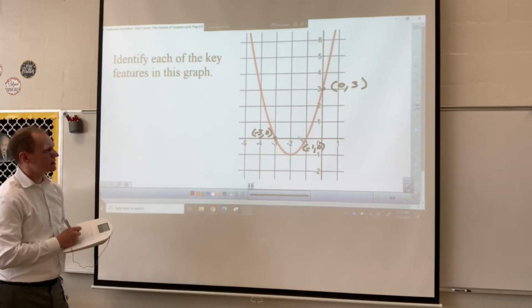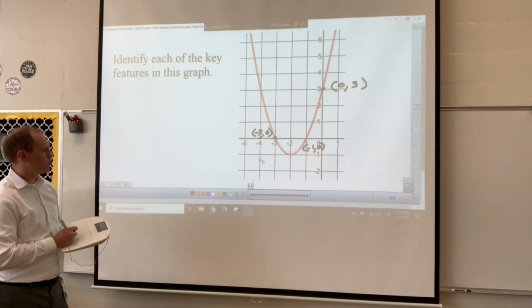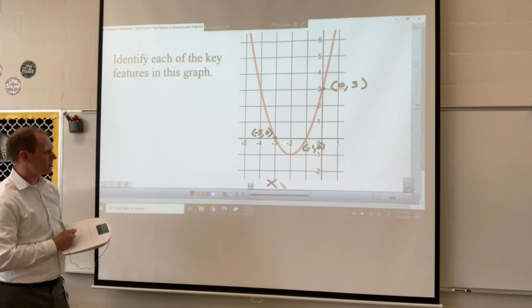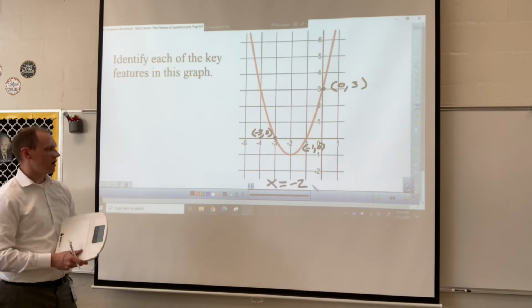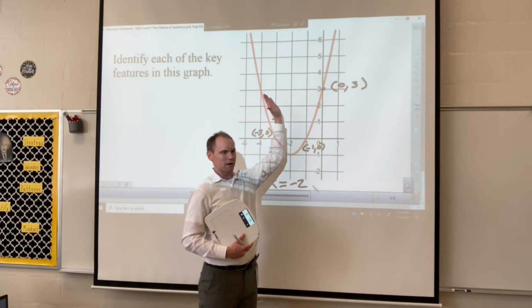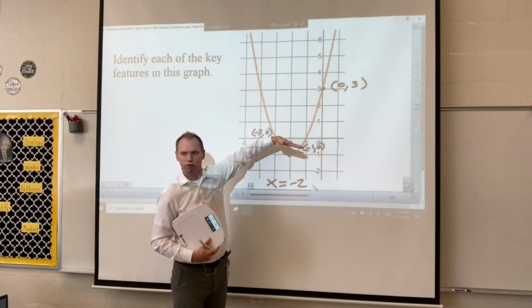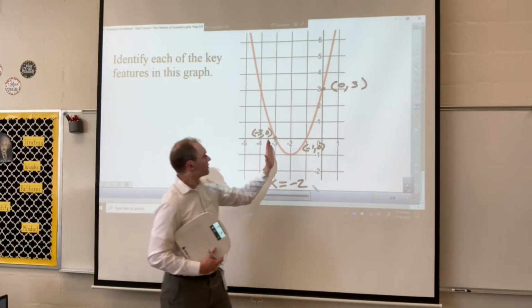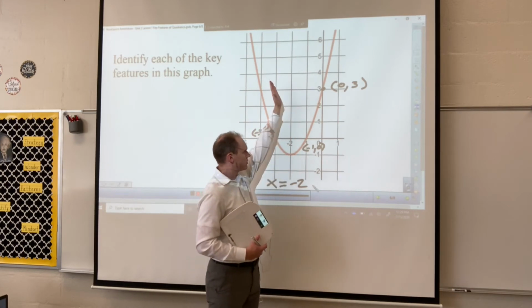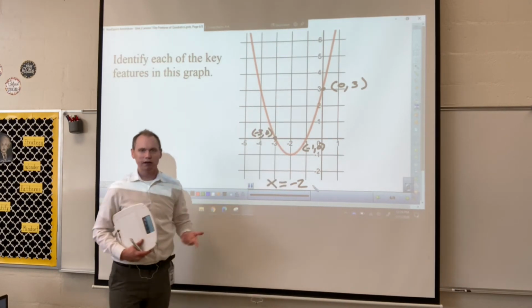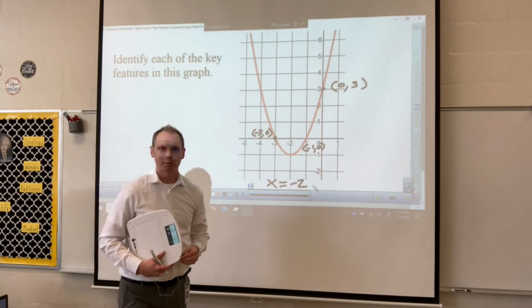-2. And in fact, it's more precisely x equals -2. So x equals a number is a vertical line, y equals a number is a horizontal line. So this is a vertical line that's going through the middle of this parabola, cutting it in half. And it's called the axis of symmetry.